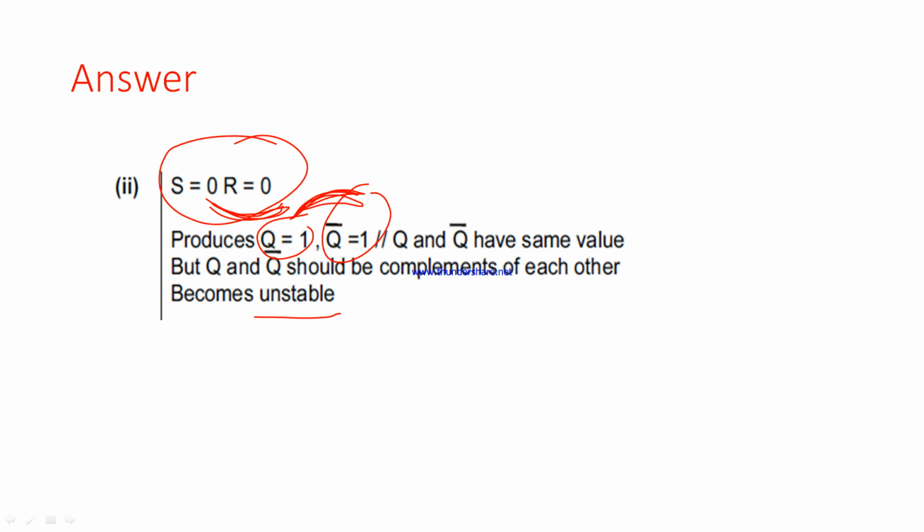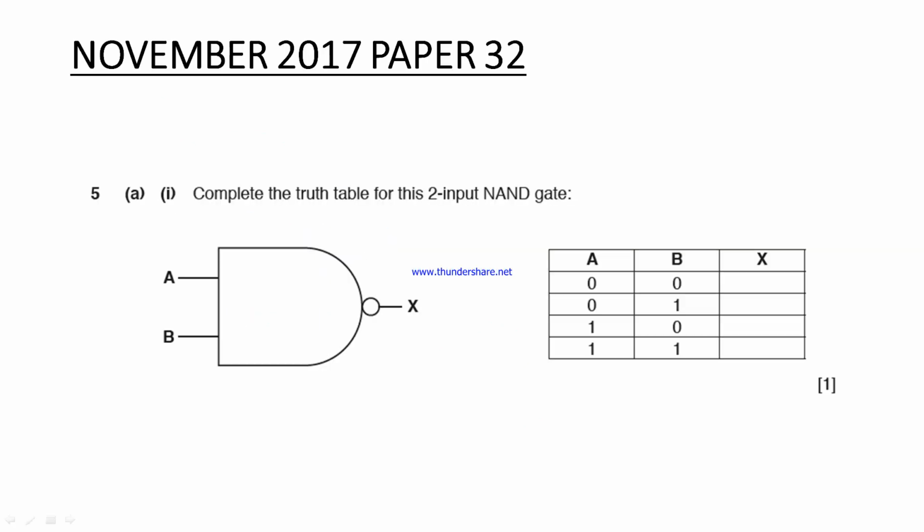That is unstable. So in SR flip-flop, you can see SR latch, there is a problem. We get an invalid state. We get an unstable state. To improve upon this, later on, we will draw the JK flip-flop. The JK flip-flop comes to solve this problem. Next, let's go for the next slide now.